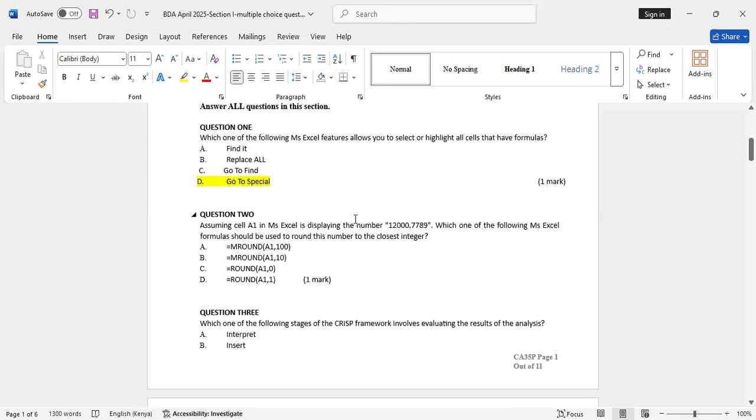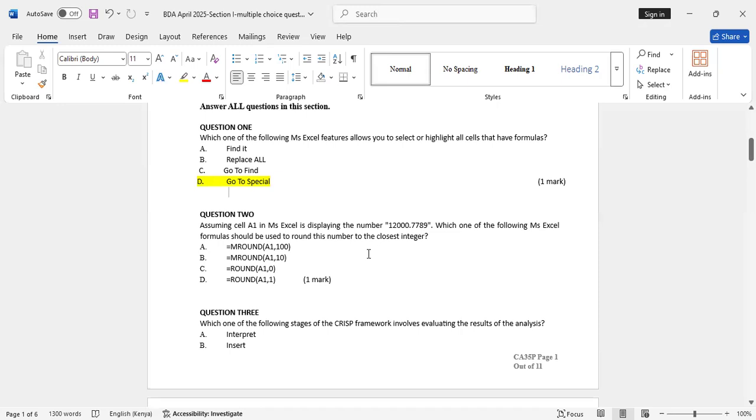Question 2. Assuming cell A1 in MS Excel is displaying the number "12,000.7789". It's in quotes because it's an example. Which one of the following MS Excel formulas should be used to round this number to the closest integer? So what is an integer? An integer is a number without a decimal. So which formula will you use?